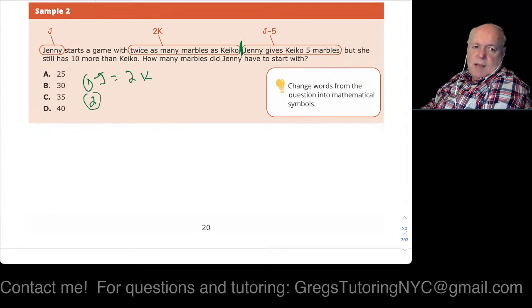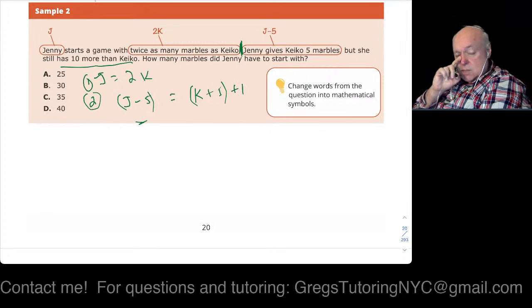So Jenny gave 5 marbles. So whatever Jenny has, she's down 5. But that means, and we're going to have an equal sign here, Keiko, because Keiko got 5 more, Keiko's up 5. But then it says, even after that, she, meaning Jenny, still has 10 more than Keiko. So what we want to do is, if this is Jenny minus 5 and that's Keiko plus 5, then Jenny, this side, still has 10 more. So we don't add 10 to the left side. We have to add 10 to the right side. That's another gotcha a lot of students mess up.